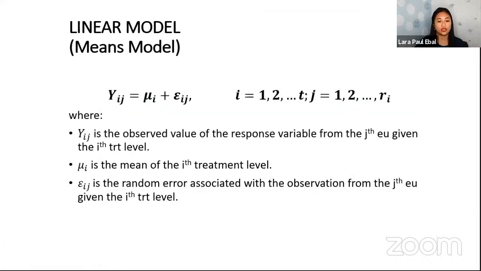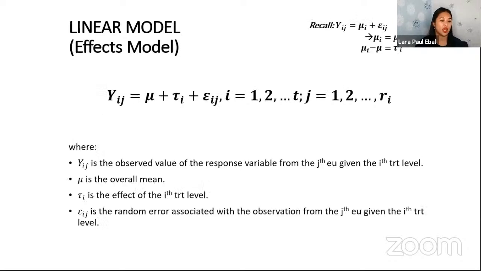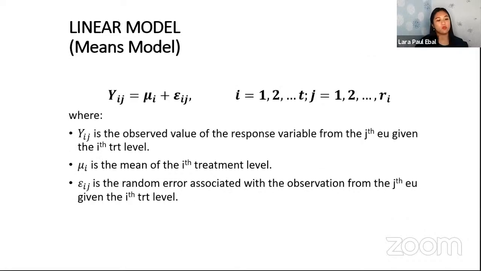And then, take note also that once we have the responses, we can model the responses. So we have this means model, and we also have this effects model. So for the means model, we have yij equal to mu i plus epsilon ij. So this yij is your observed value, yung nakuha mong response. And then the mu i is the mean of the i-th treatment level. Okay, the mean for that group, for that treatment level. And then the epsilon ij is the random error.